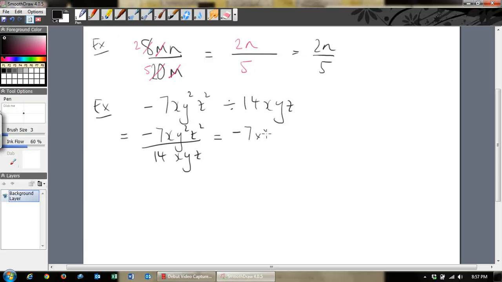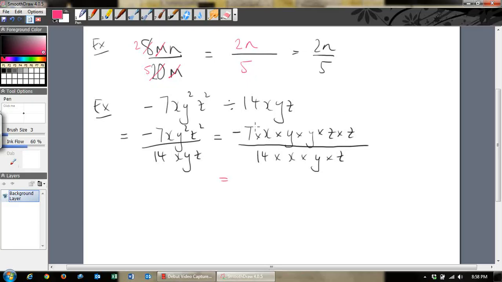Negative 7 times x times y squared. Y squared is y times y. Z squared is z times z. Okay, that's the top line. Let's write the bottom line. Bottom line's 14 times x times y times z. So now I'll go to my nice pink colour here, and let's just simplify this.